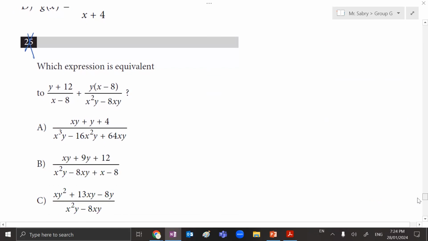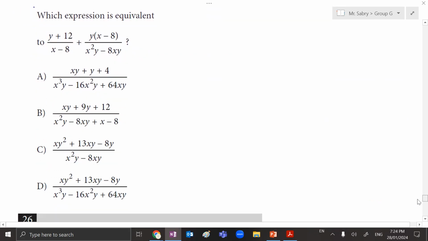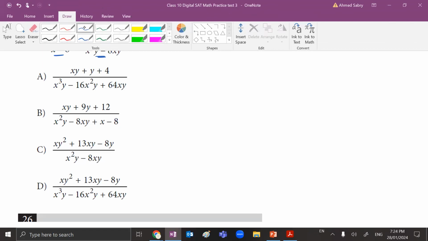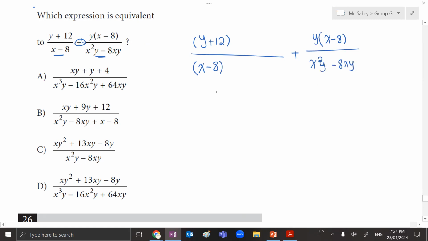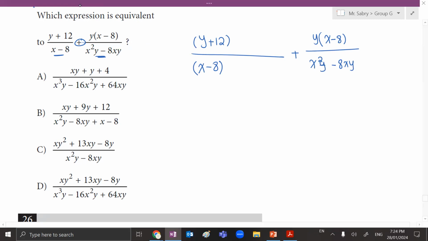25 is one of those that's a bit confusing because when we have two fractions in general and we're trying to add them, they have to have the same denominator. So I'd have to make them have the same denominator. I'll put here y plus 12 as it is in a bracket over, and I'll put in the denominator the x minus 8 as it was, and then plus here's the y multiplied by x minus 8 over x squared y minus 8xy.